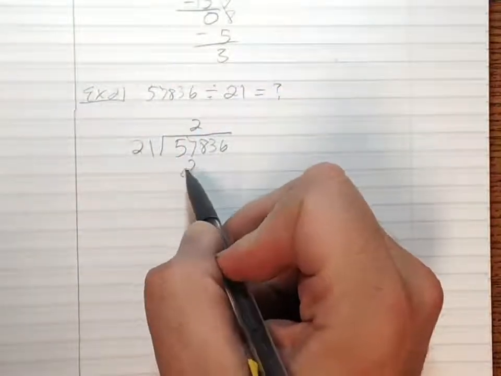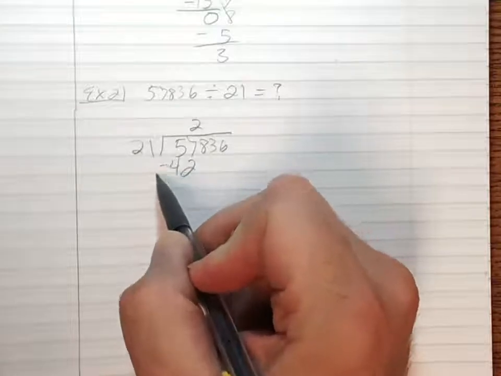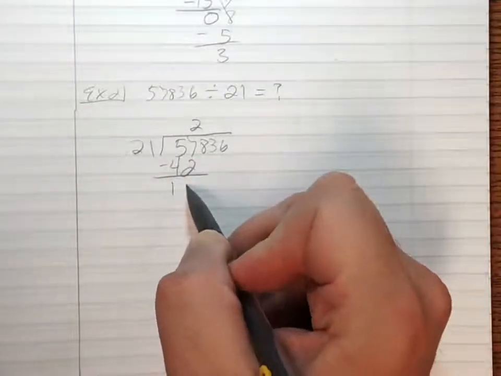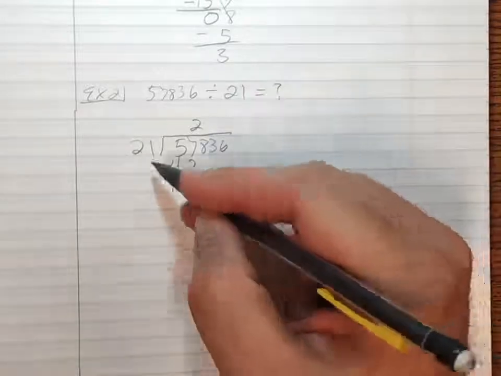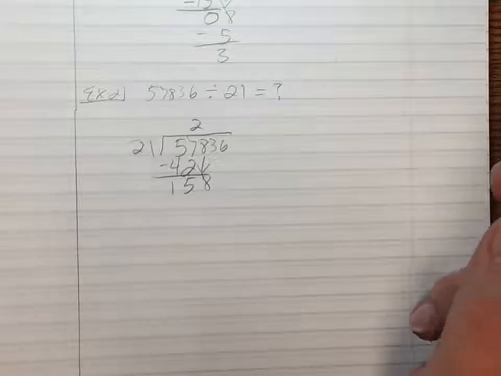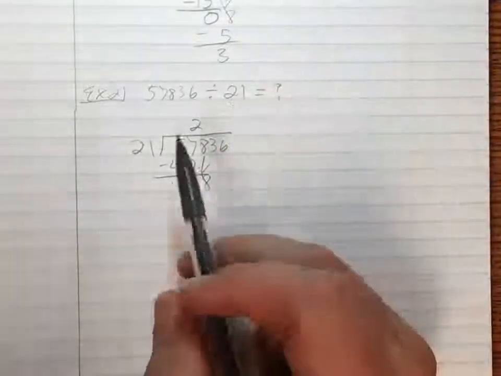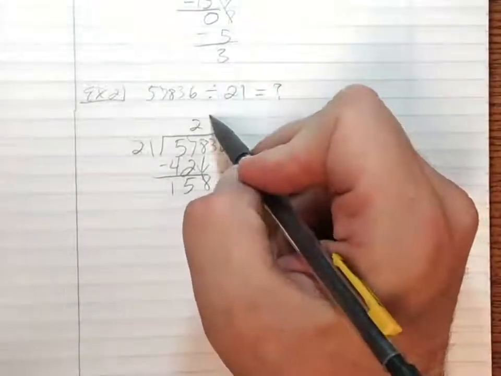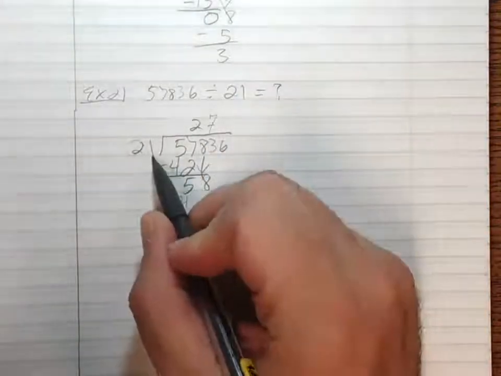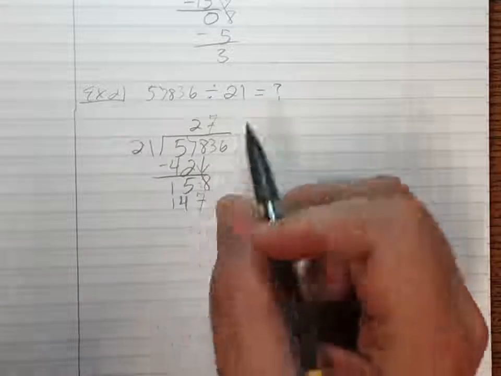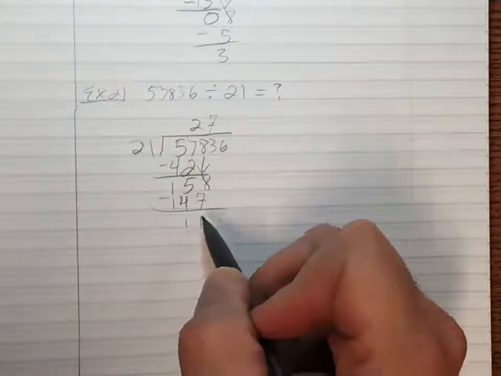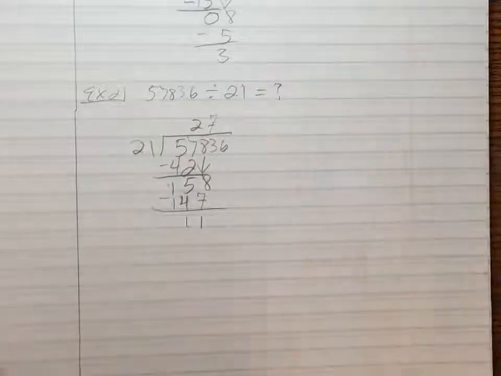2 times 1 is 2. 2 times 2 is 4. And I will subtract. 5 minus 4 is 1. 7 minus 2 is 5. 15 is less than 21, so I'm good. Let's bring down the 8. Oh, my goodness. Let's try. Again, I'm looking at how many times does 2 go into 15. That's 7. 7 times 2 is 14. 7 times 1 is 7. I did that backwards, but it worked out okay. 8 minus 7 is 1. 5 minus 4 is 1. 1 minus 1 is 0.